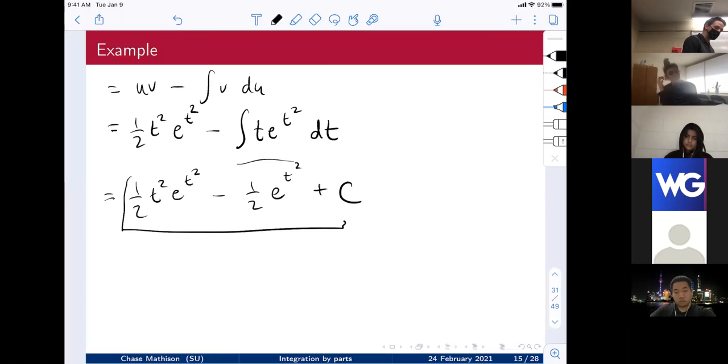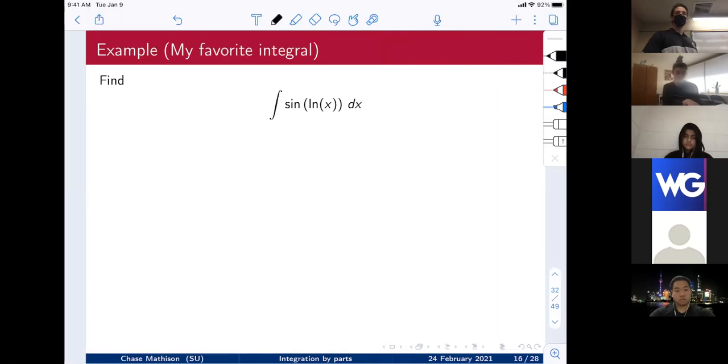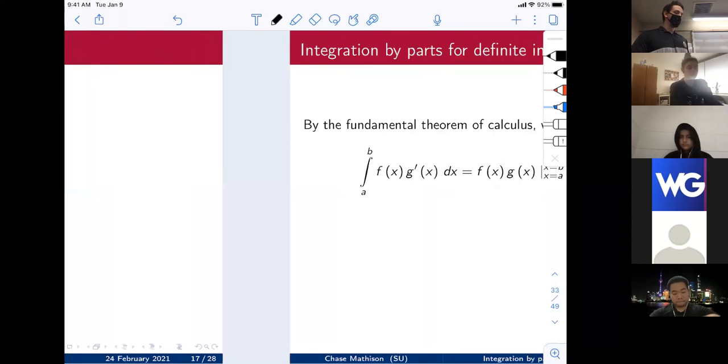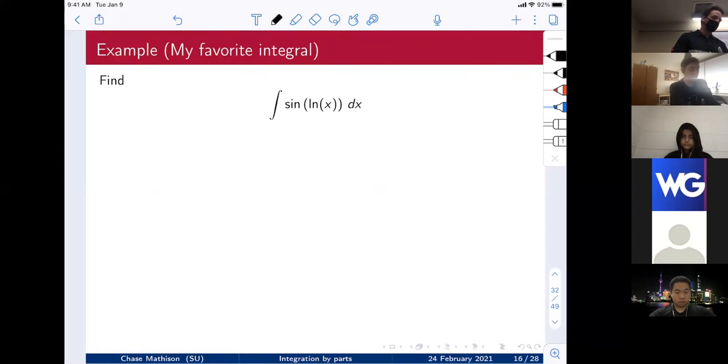With that, we're going to stop there. Tomorrow, we're going to look at one of my favorite integrals, the integral of sine of the natural log of x. And then we'll start talking about integration by parts for definite integrals. That will be really everything we need to know about integration by parts. Tomorrow we're going to pick up here, same notes, and go from there.